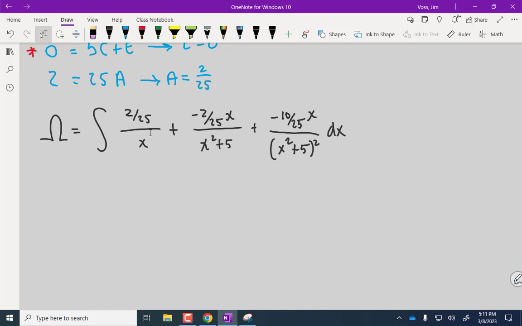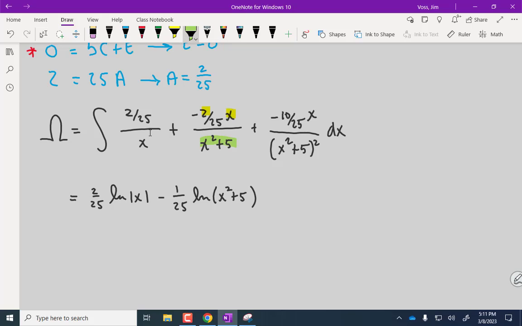What's the very first one? Natural log of x, so we have 2 over 25 ln absolute value of x. What about the second one? Isn't it in log form almost? Yeah, there's a minus 1/25th in front, and then natural log of the denominator. I'll pull the negative 1/25th out in front, and in the numerator there'll be a 2x, since the derivative of x squared plus 5 is 2x.